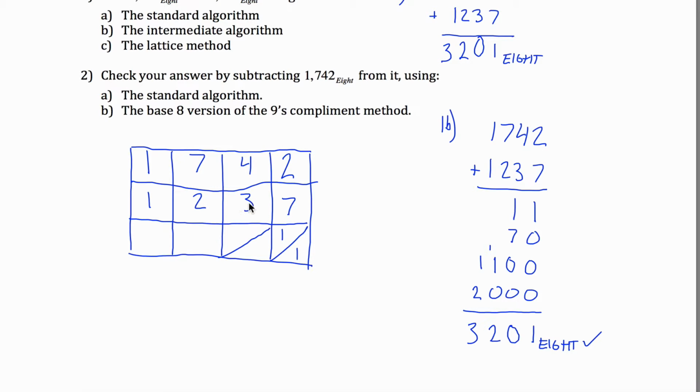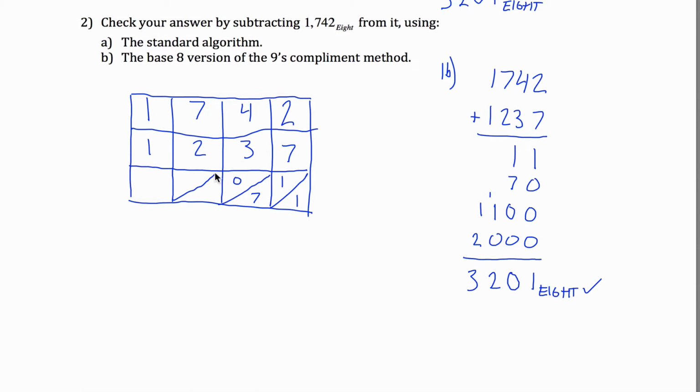And then 3 plus 4 is 7, which we write as 0, 7 in base 8. And 7 plus 2 is 9, which again we write as 1, 1 in base 8. And then 1 plus 1 is 2, which we write as 2 in base 8. And then you're going to add along these diagonals. So I just get this 1 here. This 1 plus 7 gives me 8, which is a 0 and 1 carried up here. 1 plus 0 plus 1 gives me 2. 1 plus 2 gives me 3, and then I got 0. So I get 3201 base 8. Same answer that I got using the other methods.